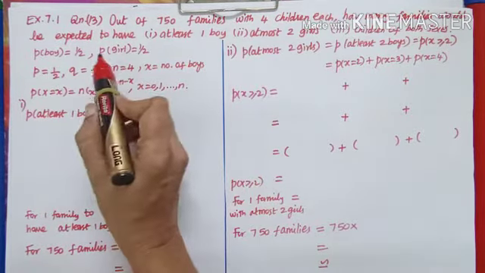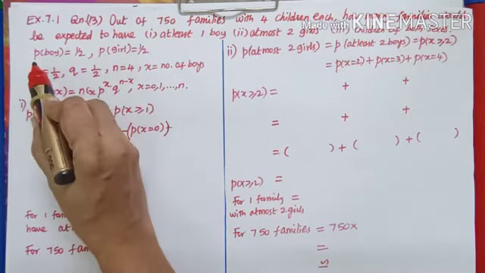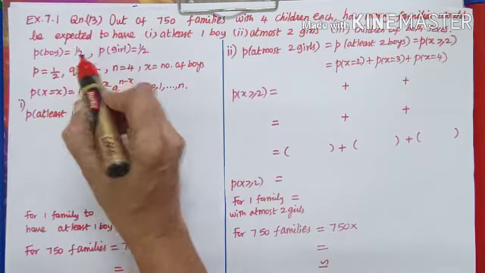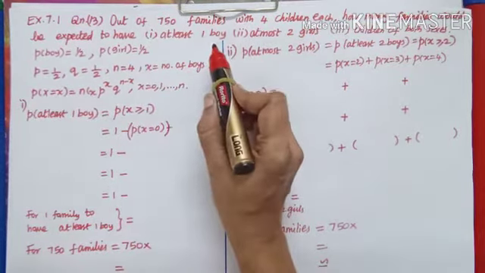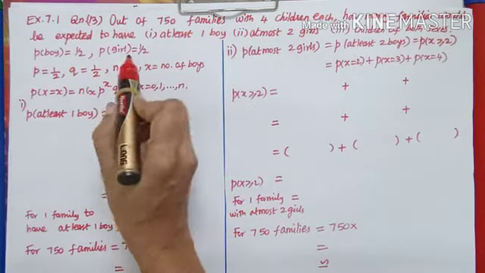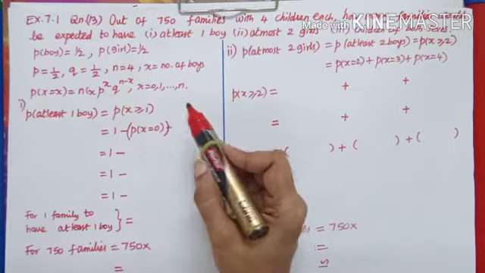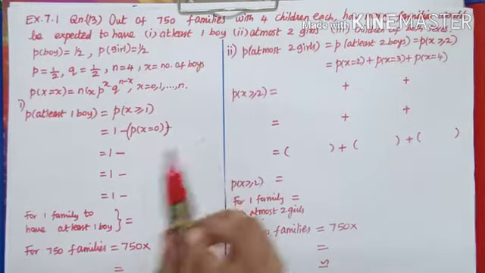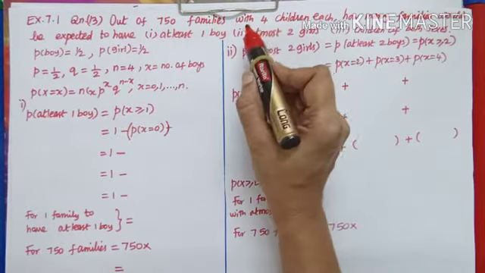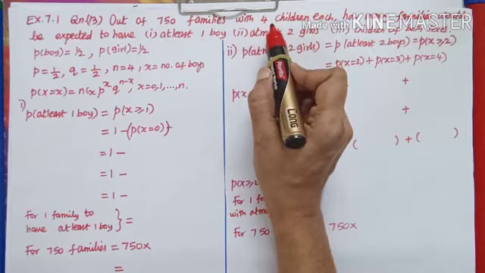So a child is either a boy or a girl. Probability of boy is 1/2, probability of girl is 1/2. The question itself mentions they have equal probability. That is, we are avoiding transgender. Now, this 750 we will multiply at the end of the question, so ignore this. How many children each? 4. N is equal to 4.